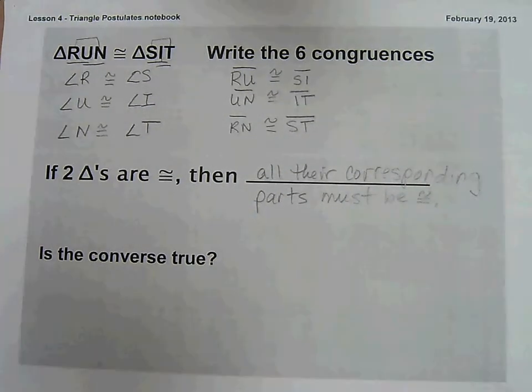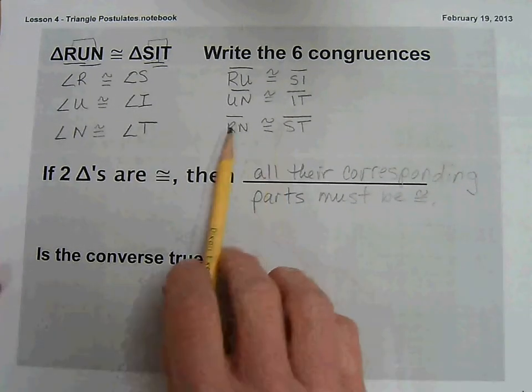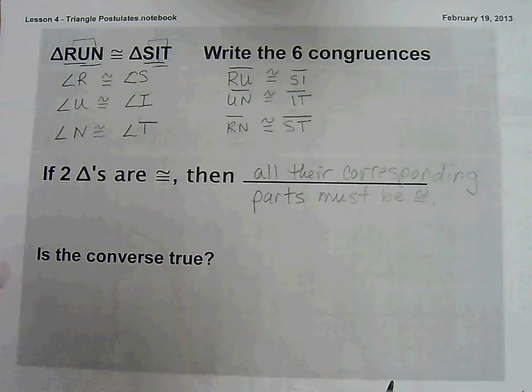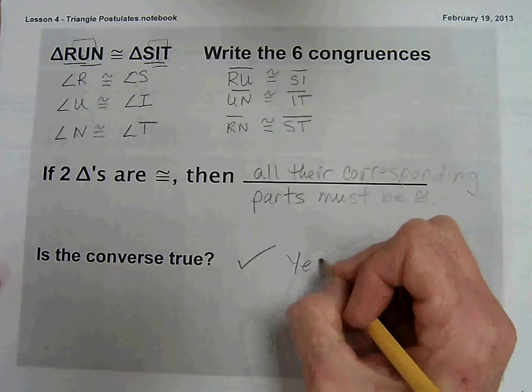Okay, do you think the converse is true? Well, that's kind of what we've been talking about. If all the parts of the triangle are congruent, then the triangles must be congruent. So yes, the converse is true.